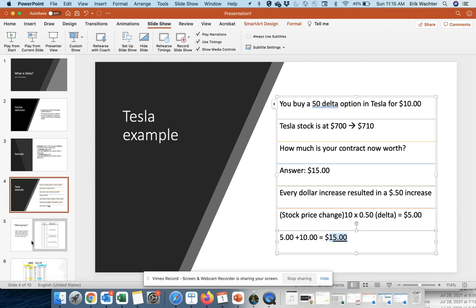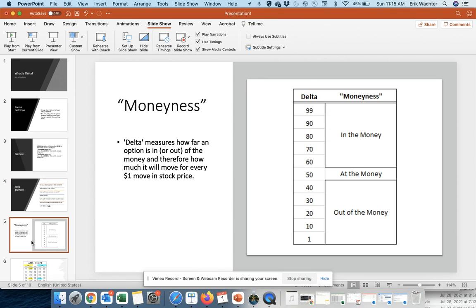Another way to look at delta is to think about something called moneyness. Looking over on the right side, you see the numbers here. You see 50 is at the money. So 50 delta will always be where the price of the stock is trading.